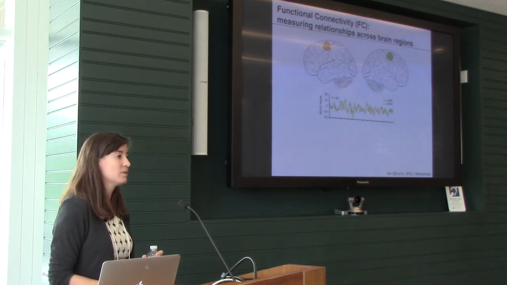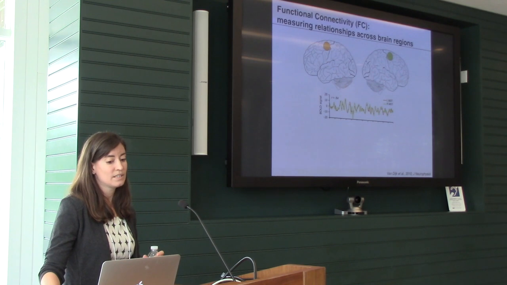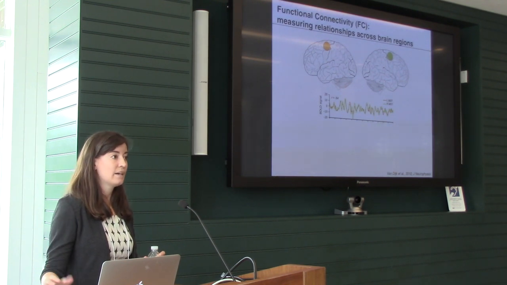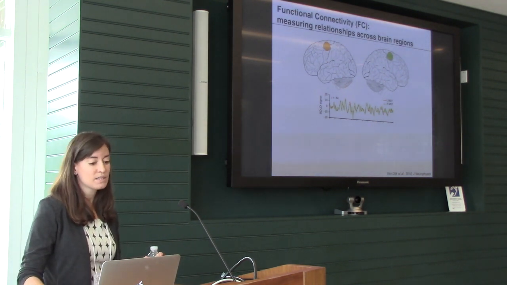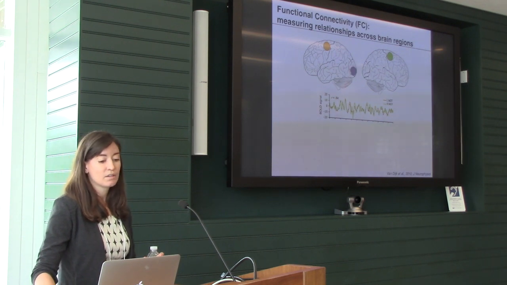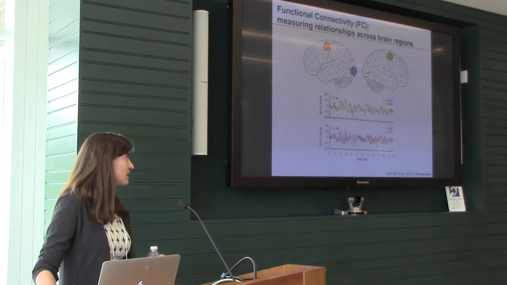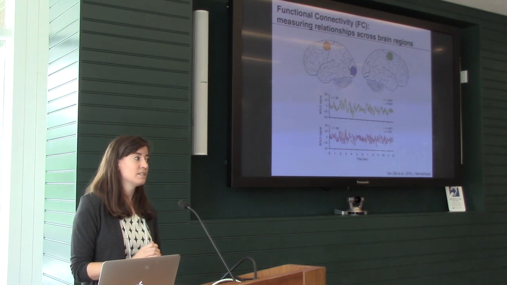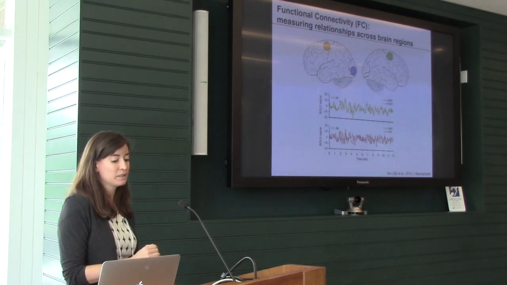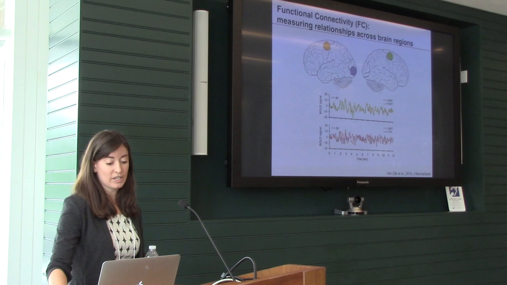So left and right motor cortex are highly similar, and from that we might infer that they carry out some sort of similar process and are part of the same functional network. Whereas left visual cortex might show a very different sort of time series, and we might infer that it's part of a different network. So none of this is very surprising.